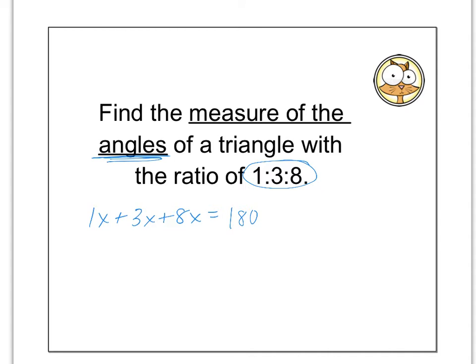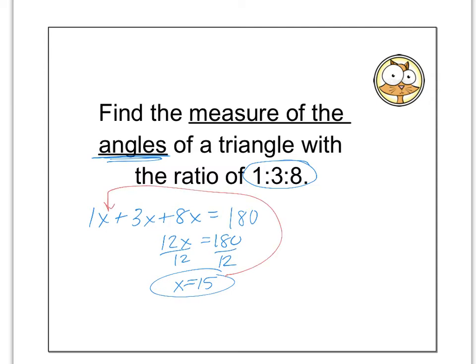So now combine your like terms. 1 plus 3 plus 8 is 12. So we have 12x equals 180. Divide by 12. X equals 15. That is not our final answer, though. It says find the measure of the angles. So what you're going to have to do is plug this back in. You're going to take your 15 and you're going to plug it in here and here and here.